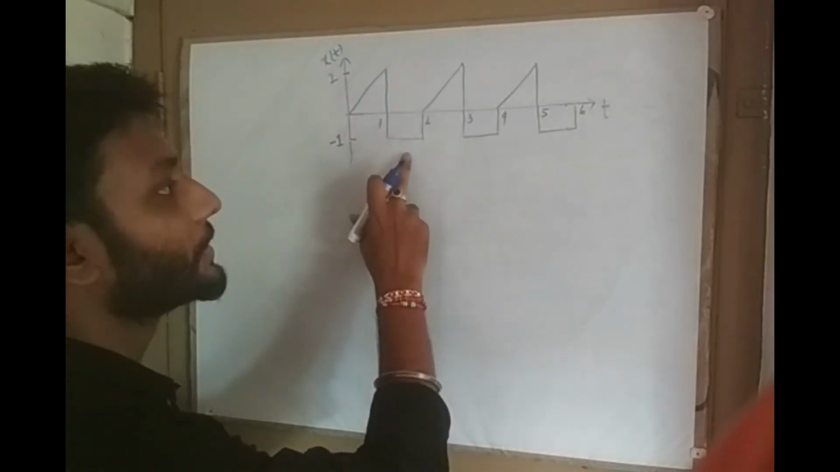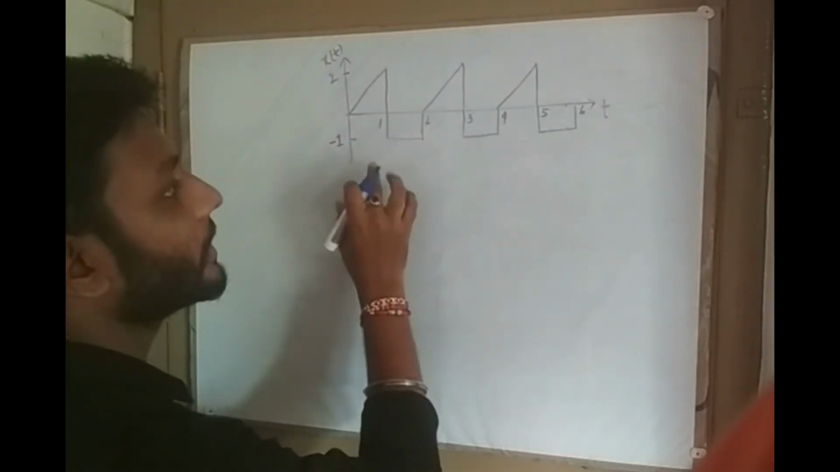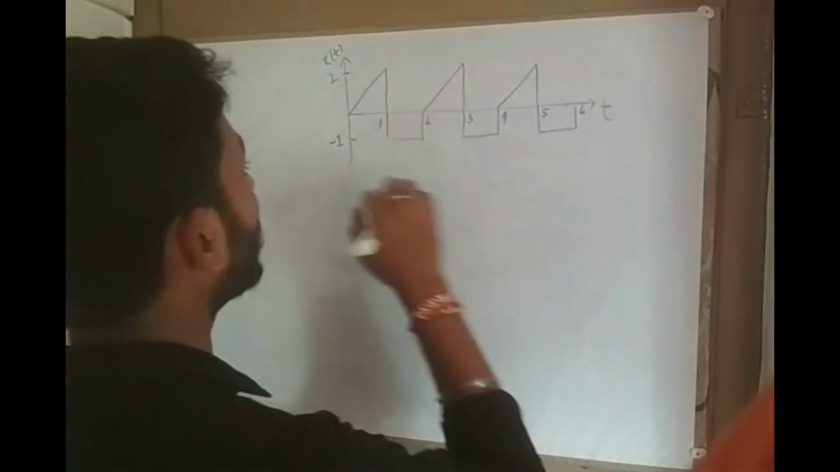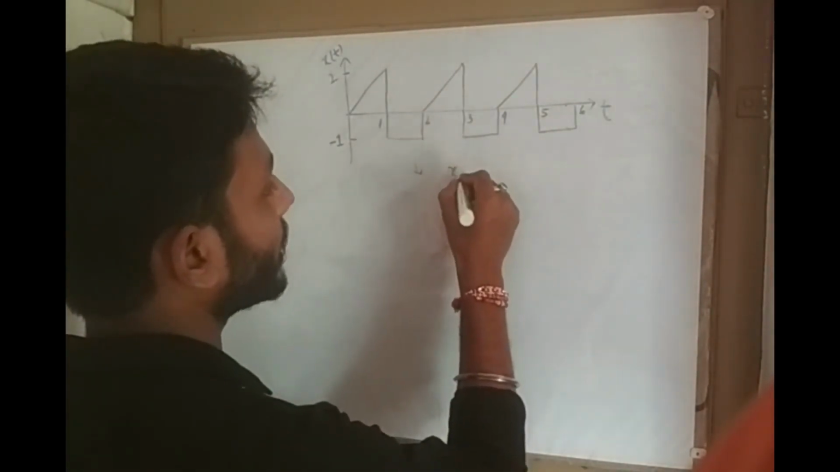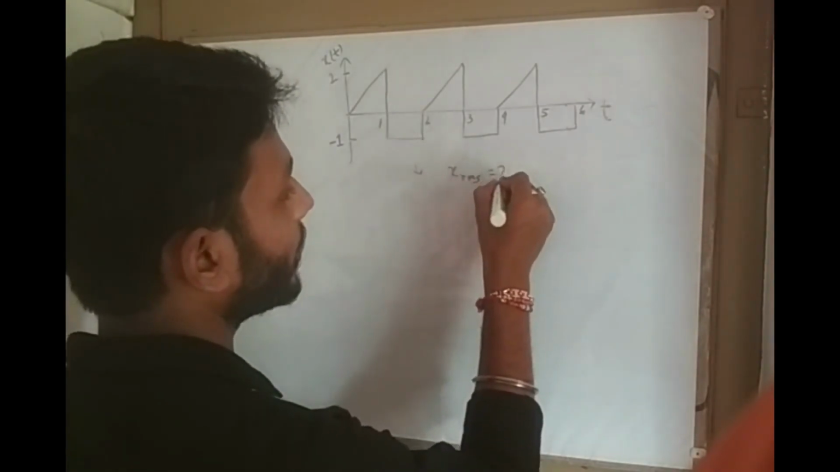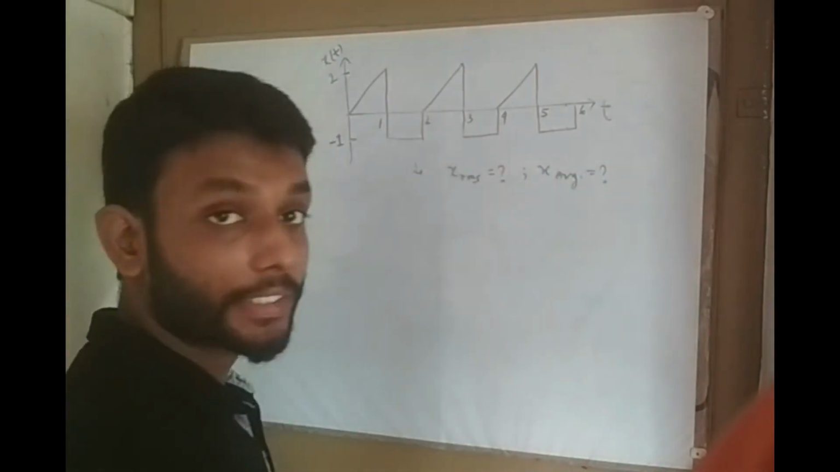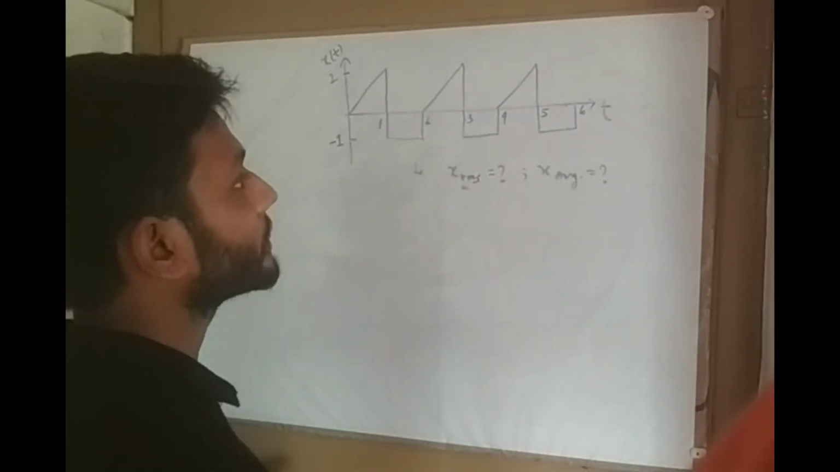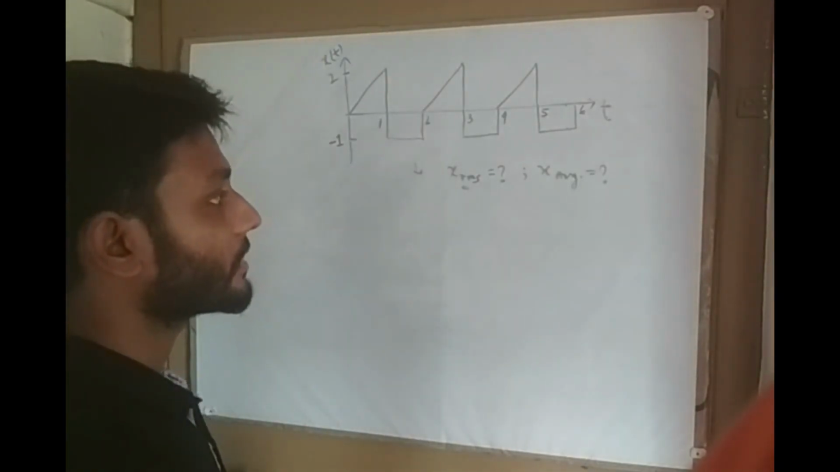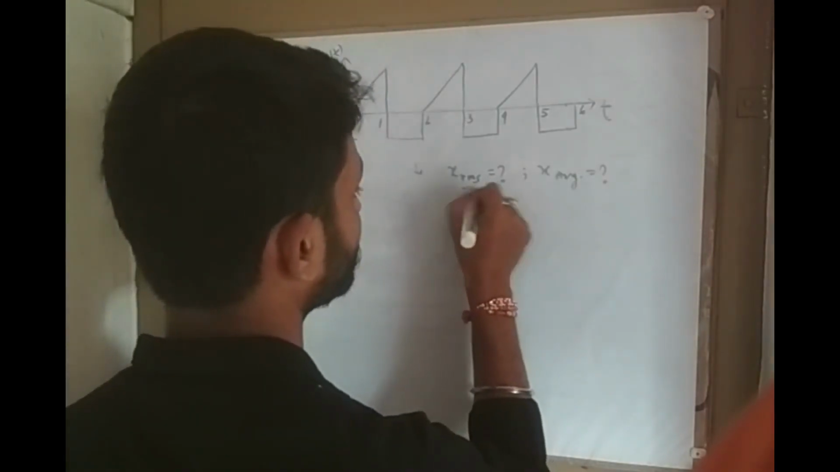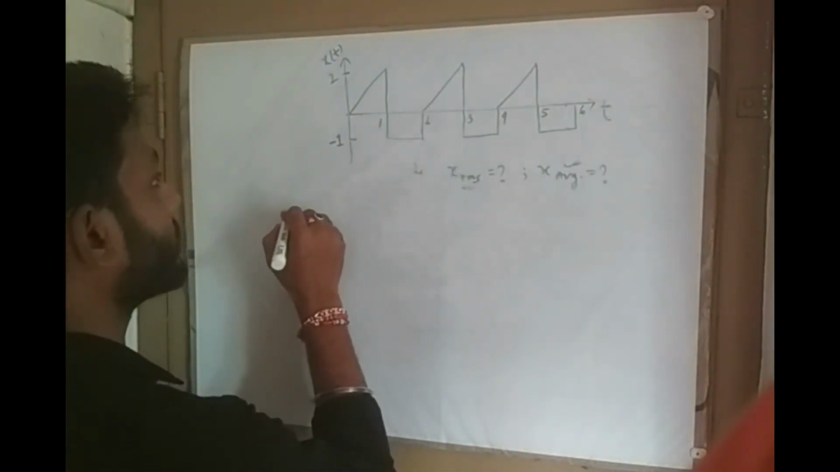Now we will discuss this problem, where x of t is a function of time. For this waveshape we will find the x RMS value and the x average value. For the RMS value calculation, we will also see the advantage of the shortcuts we have discussed. First we will discuss the average value.